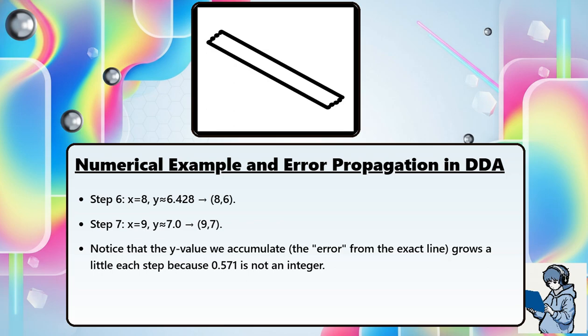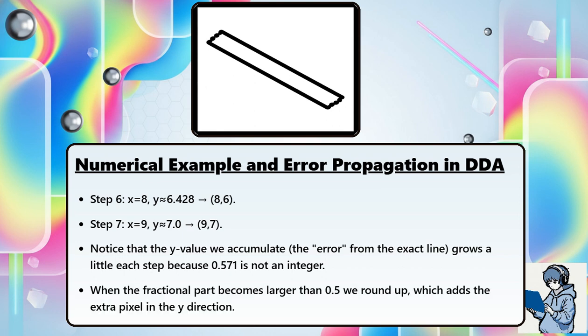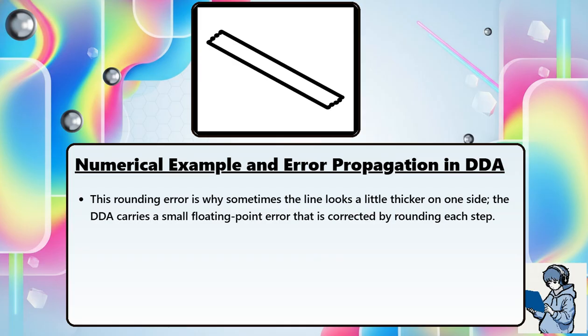Notice that the y value we accumulate, the error from the exact line, grows a little each step because 0.571 is not an integer. When the fractional part becomes larger than 0.5, we round up, which adds the extra pixel in the y direction. This rounding error is why sometimes the line looks a little thicker on one side. The DDA carries a small floating point error that is corrected by rounding each step.